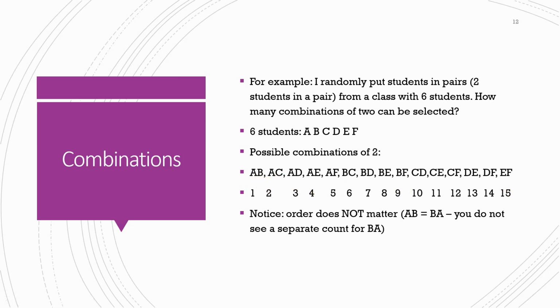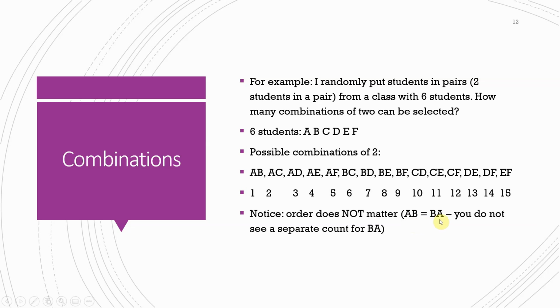So we can do this by hand. That wasn't too bad. But imagine if I said I have 100 students. How many possible combinations of 2 are there, or 3, or 4, or 5? That's going to take you a lot of time, so it's best to use the equation because you can solve it a lot faster. Also, again, notice order does not matter.